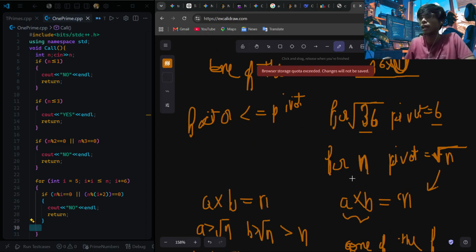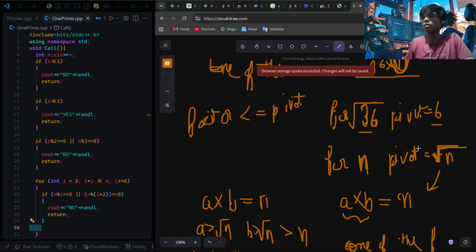So for any n, what is the pivot point? Under root n. Why under root n? For 36, the pivot is 6, because if I take the square root of 36, I get 6. So if in place of 36 there is n, the pivot value will be under root n.